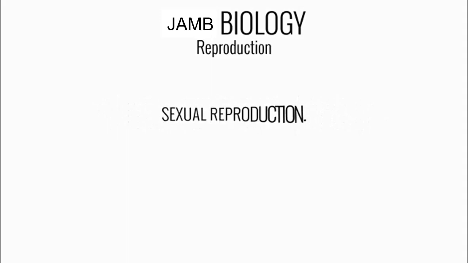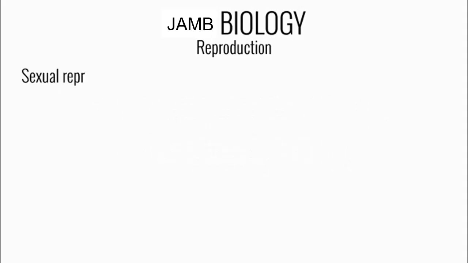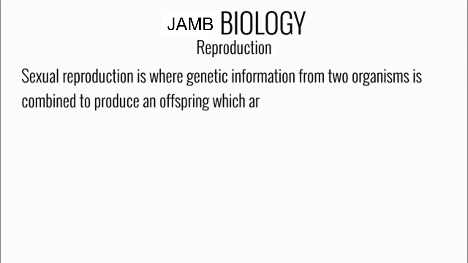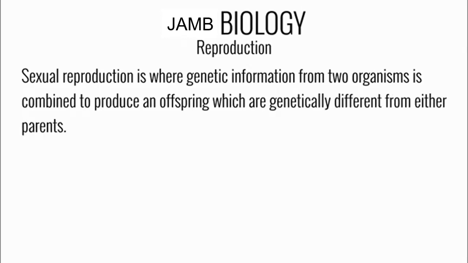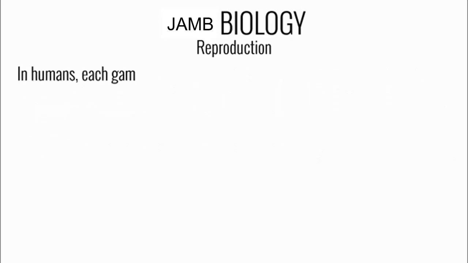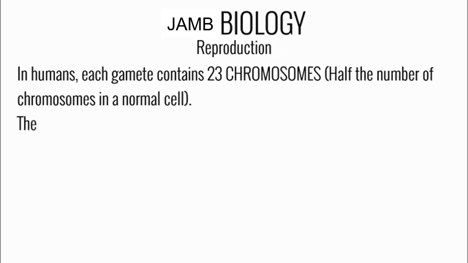That's the sexual reproduction and the asexual reproduction. So sexual reproduction is where genetic information from two organisms are combined to produce offspring which are genetically different from their parents. In sexual reproduction, the mother and the father produce gametes by meiosis. In humans, each gamete contains 23 chromosomes. So that's half the number of chromosomes in a normal cell.